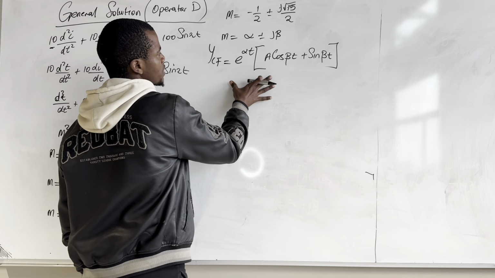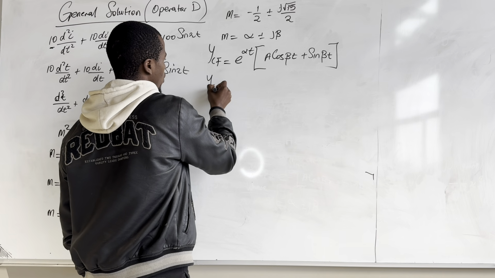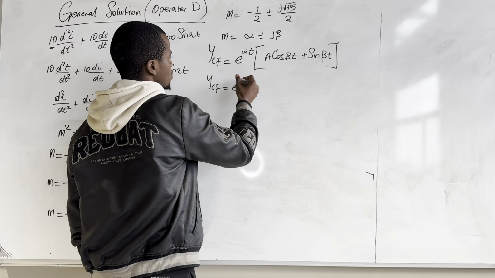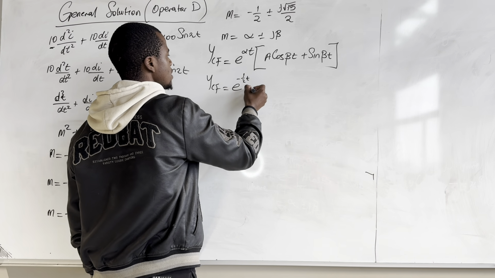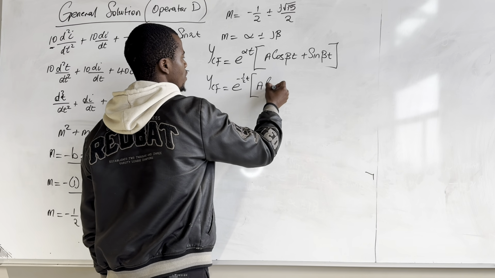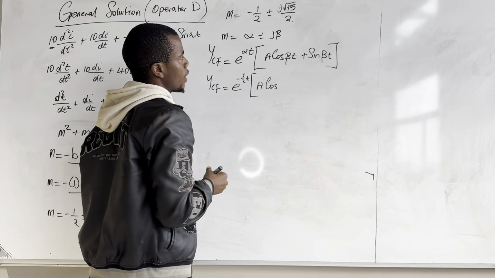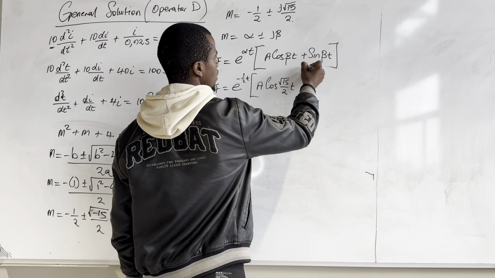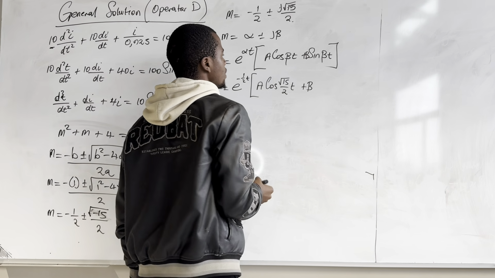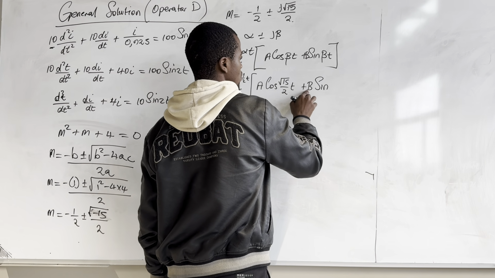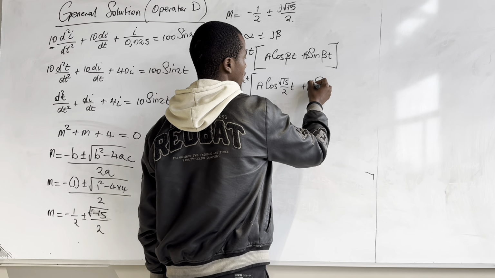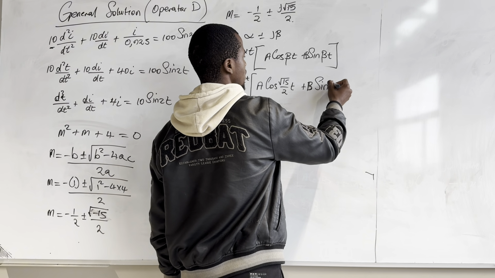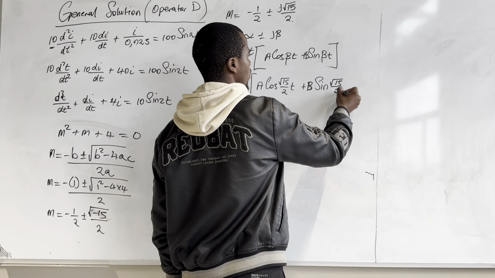Then we just need to substitute. So the complementary function is equal to e to the power of alpha, which is negative 1 over 2 t, then we have A cos, where beta is root 15 over 2 t, plus we have our B here, B sin, where beta is root 15 over 2 t.